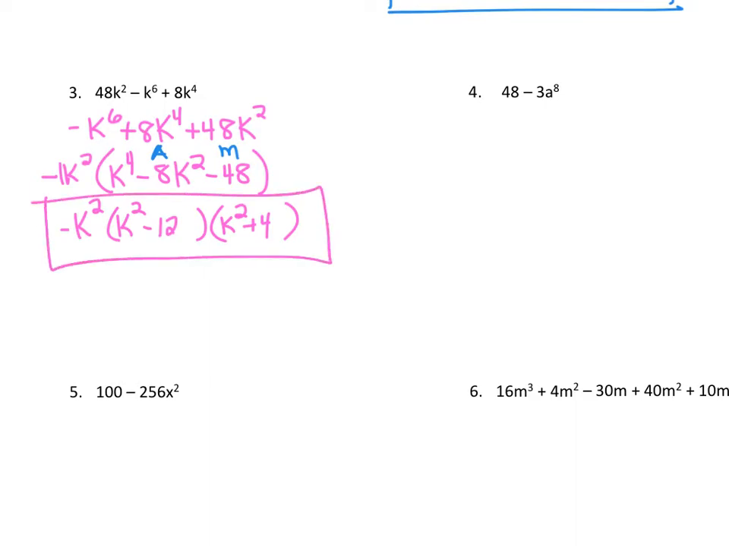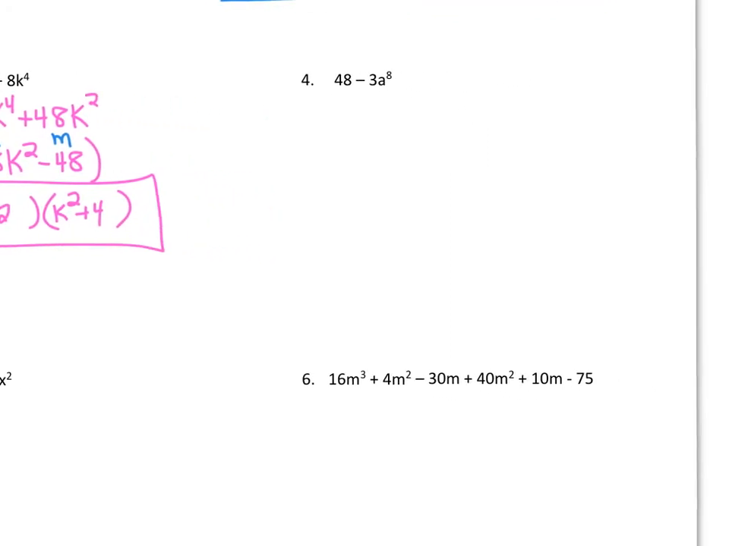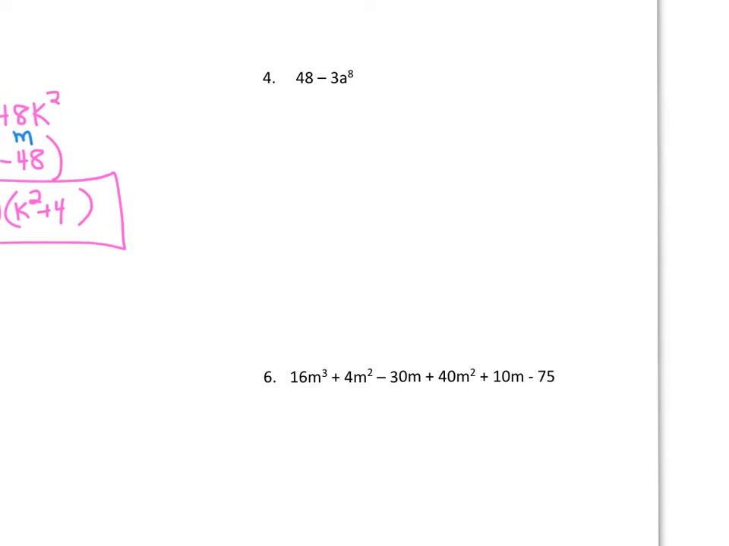Okay, so number 4, there's actually 2 different ways you can do this one. Let me just slide this over to give myself a little bit more room. The first way, you could start the same way we started the last example. You can rewrite this expression so that the exponents are in descending order. So here, a to the 8th comes first, and this one doesn't even have an a, so that would come second. If you want to do it this way, you could rewrite this as, making sure you keep the sign with the term, -3a to the 8th, and then we have a positive 48.